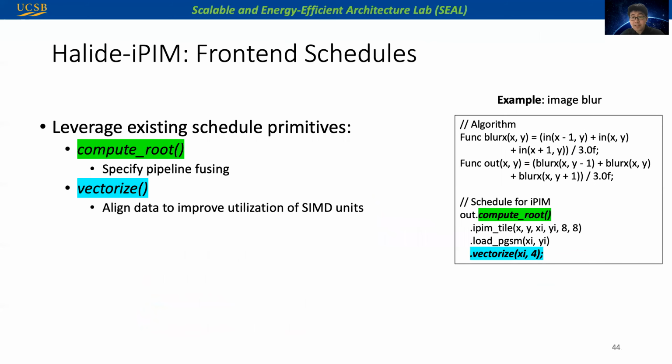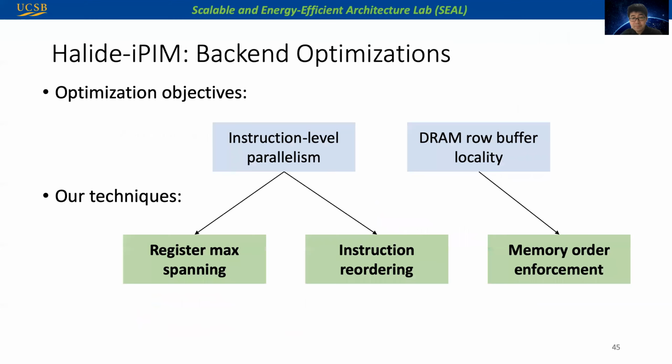We also leverage existing schedules for iPIM. The compute root schedule specifies pipeline fusion. During code generation, this implies a kernel function reading input data from DRAM banks and writing output data to DRAM banks. The vectorize schedule aligns data to improve utilization of the SIMD units.